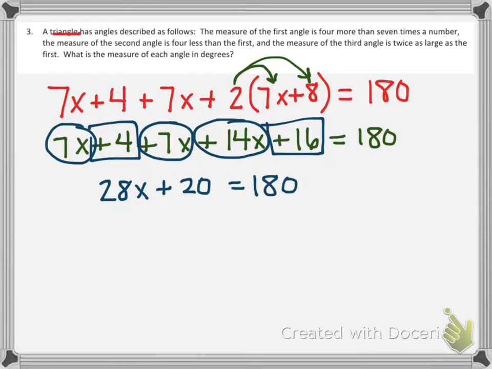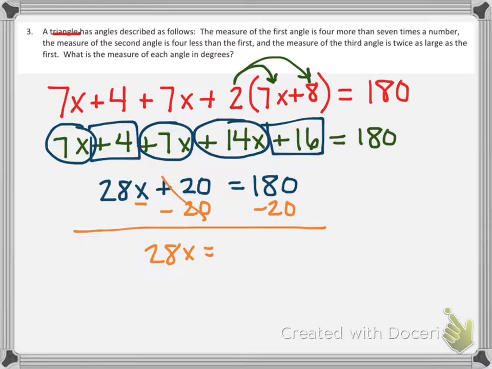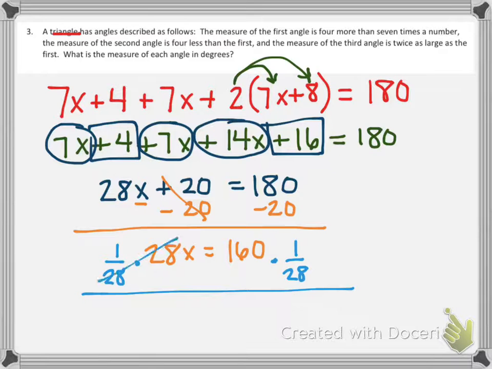Then I can start to isolate my variable by undoing addition with subtraction. Whatever I do to one side, I have to do to the other to maintain balance. So we get 28x is equal to 160. And then finally, we can multiply by the reciprocal of 28, which is 1 over 28, to balance the equation. And we get x is equal to 160 divided by 28, which is about 5.7. So it's about 5.7.